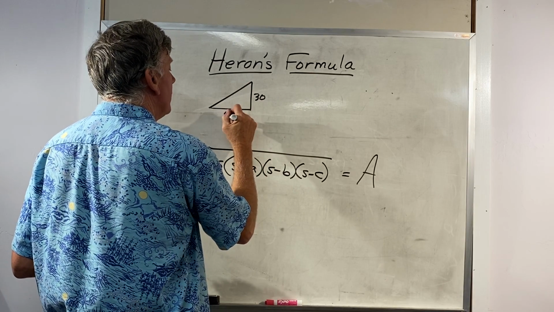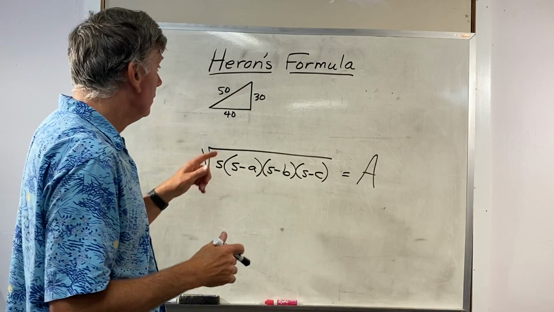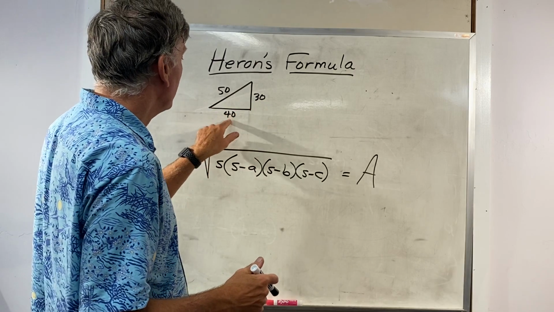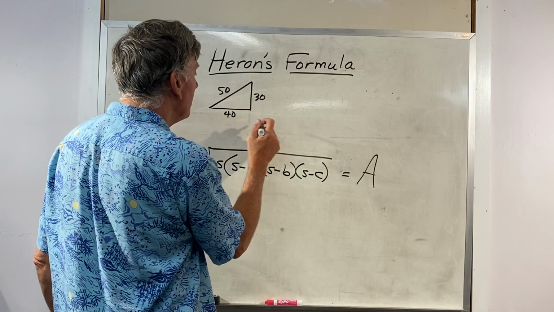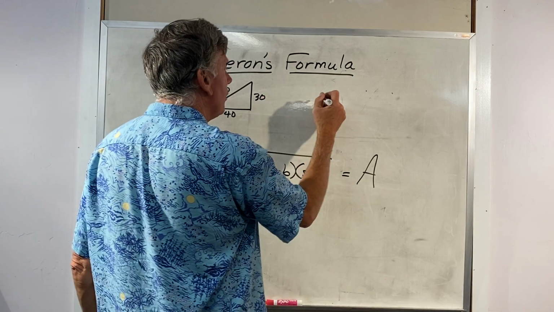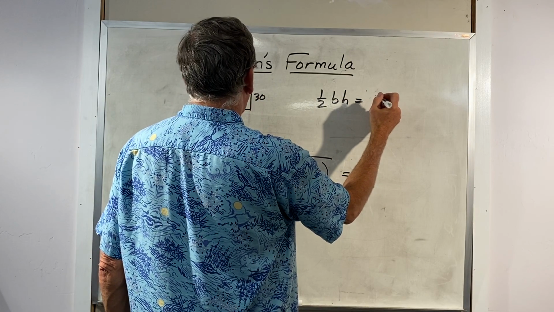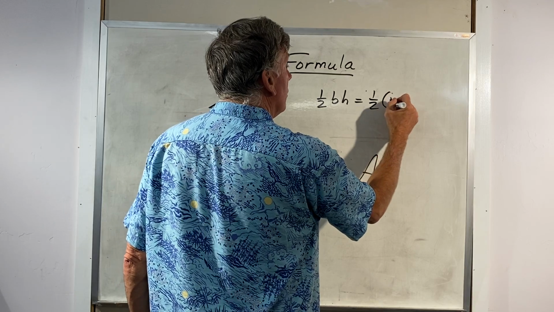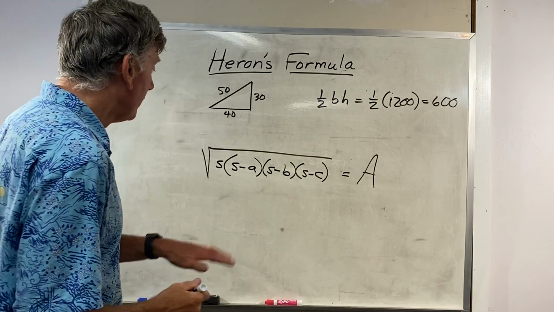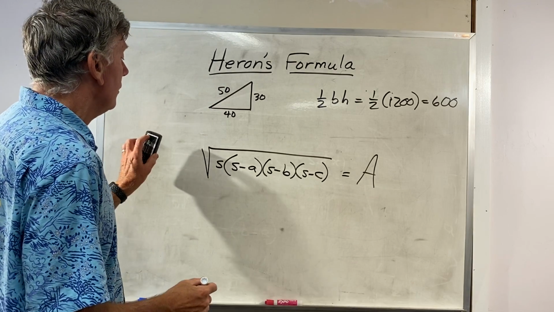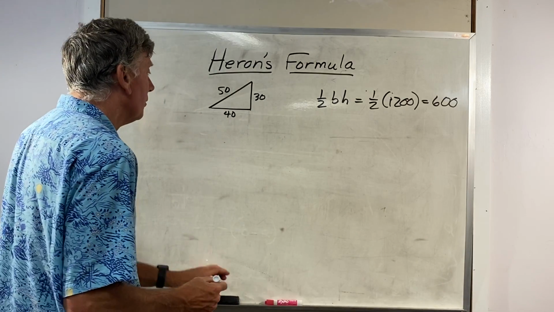30, 40, 50. It's our favorite 3, 4, 5 triangle. This squared plus this squared is going to equal this squared. And so I know that my base is 40, my height is 30. 1/2 the base times the height here is going to be 1/2 of 1200, which is 600. So that's the answer that I expect to get when I do this. So I really don't want to erase this formula, so that I'm going to remember it.